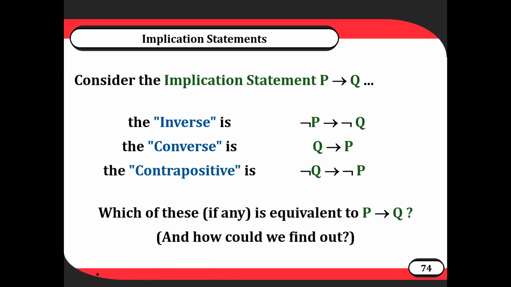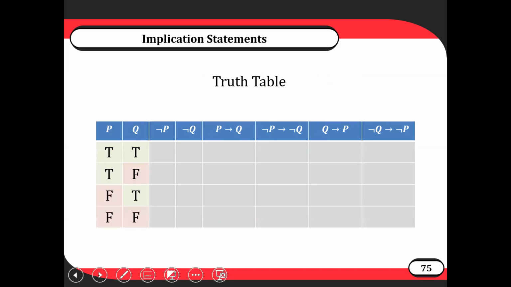So which of these, if any, is logically equivalent to P implies Q? And how could we find out? So yeah, feel free to chime in the chat if you have an idea. How could we find out, and what do we mean by equivalent? So what we mean is that the expression for the same values of P and Q will evaluate to the same true or false value every time, for every possible value of P and Q. So that's what we mean by equivalent. So what we can do is put all these in a truth table and see which of their columns are the same.